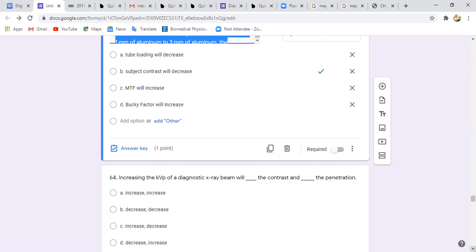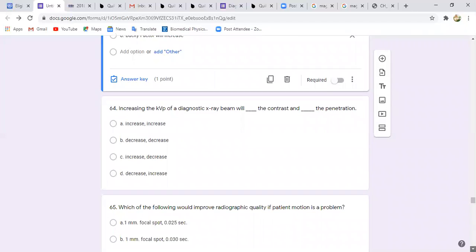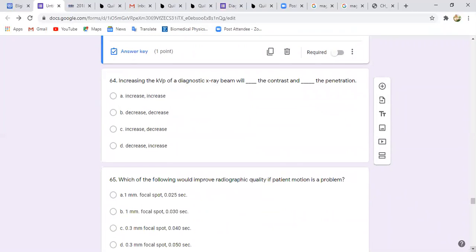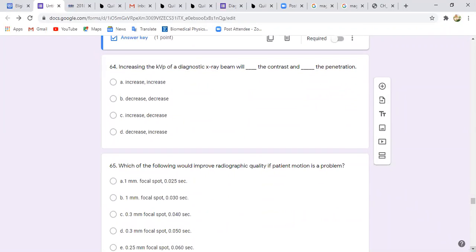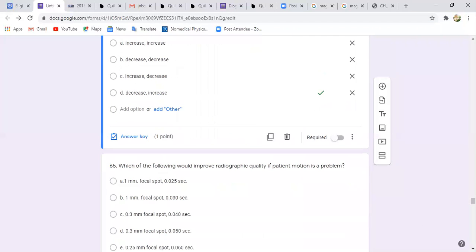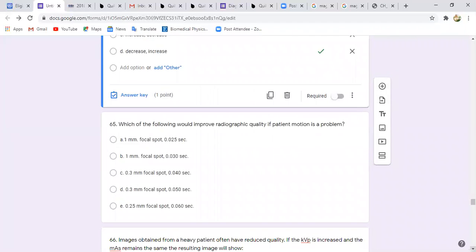So, a follow-up from question 63: increasing the filtration will reduce the contrast. What will happen to the penetration? It will increase, because we are making the energy harder, more penetrating, as in beam hardening. So increase. Which of the following would improve radiographic quality if patient motion is a problem? This is also a kind of practical question.